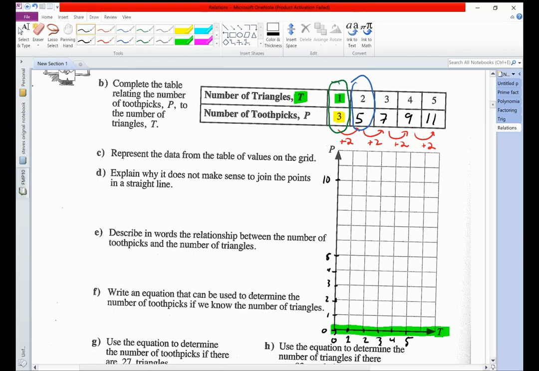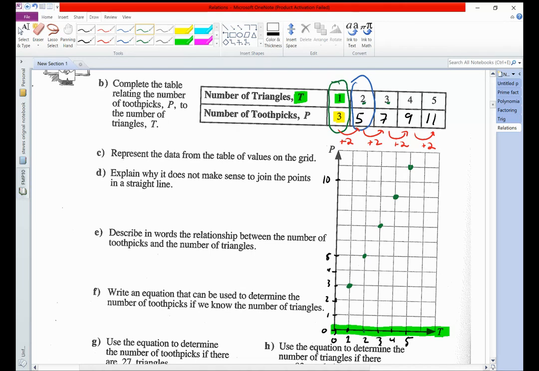So represent the data from the table of values on the grid. The first point is going to be T1. So I go to 1 on my t-axis. And number of toothpicks is 3, so I go up to 3 and make my point. The next one is T2. So I go to 2 on my t-axis. And then I go up to 5 on the p-axis. So 3, 4, 5. And then T3 and P7, so go up to 3 on the T and up to 7 on the P, and then 4 and 9, and then 5 and 11.